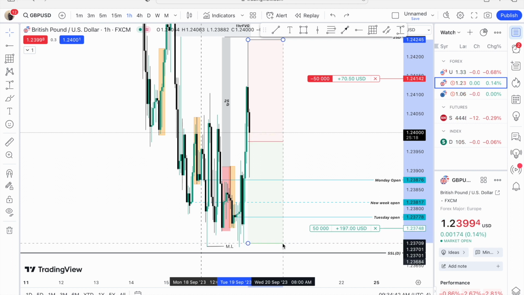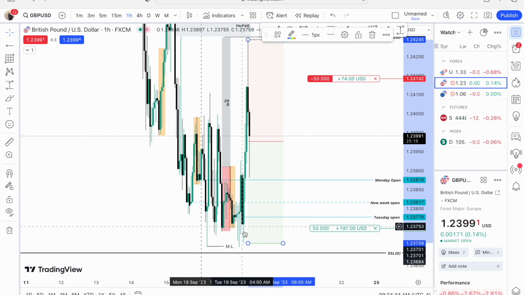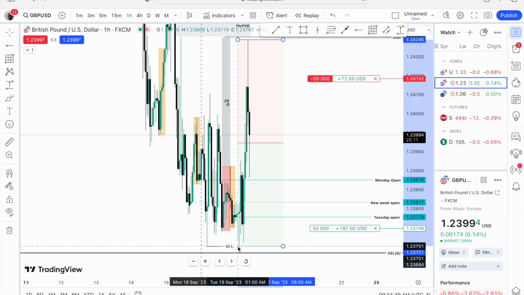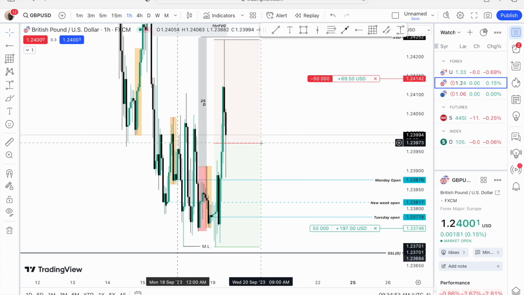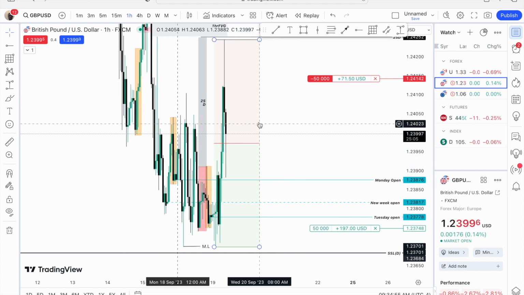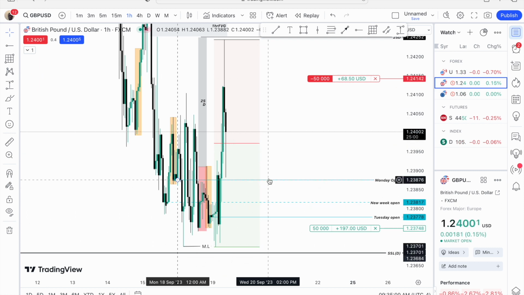I like to split my screen like this. So Tuesday open, Tuesday at 2, right? This is London. So this is the entire leg so far for Tuesday. Anything above here will be premium, right? And anything underneath here would be discount.